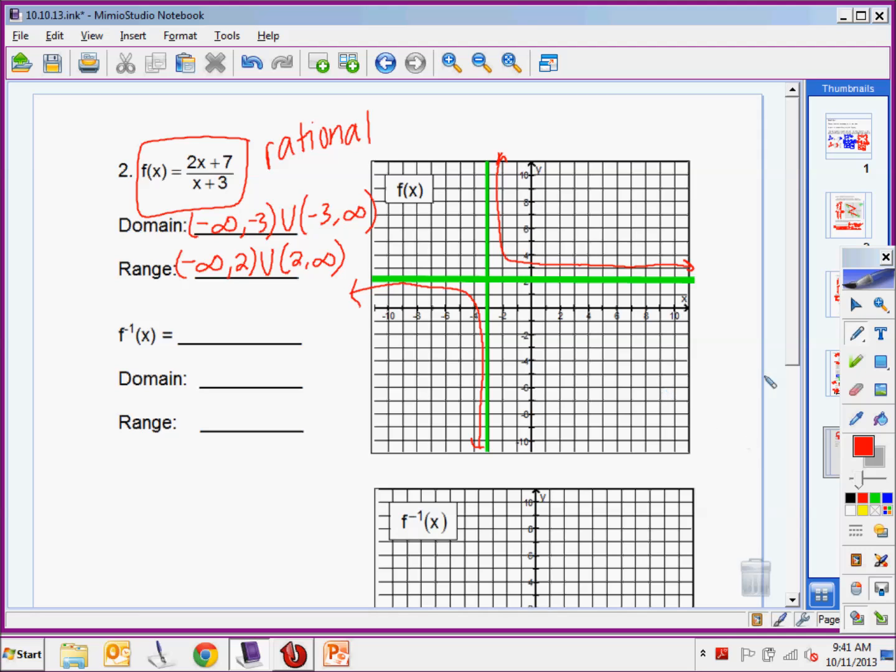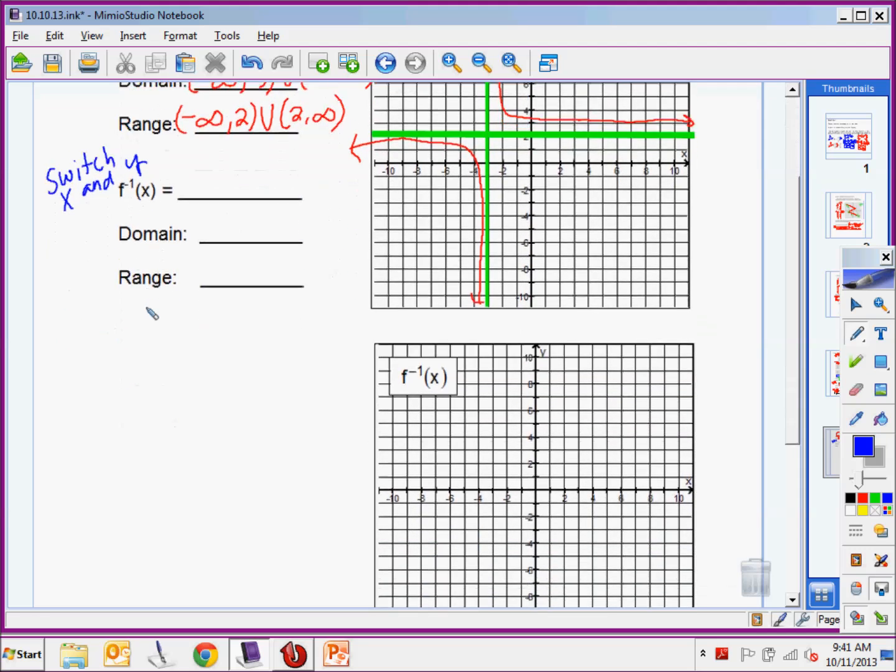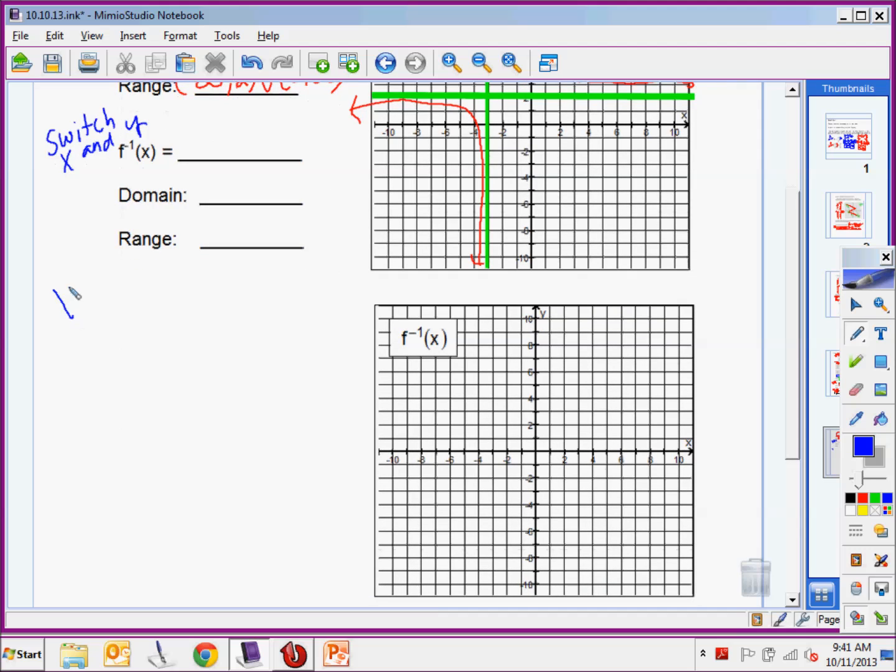All right, so now it says to find the inverse. So in order to find the inverse, we've got to switch who and who? Domain and range. X and Y. So we're going to switch X and Y. So down here, I'm going to write X equals, is it 2Y plus 7 over what? Y plus 3? Y plus 3.